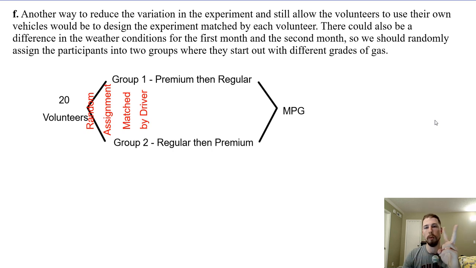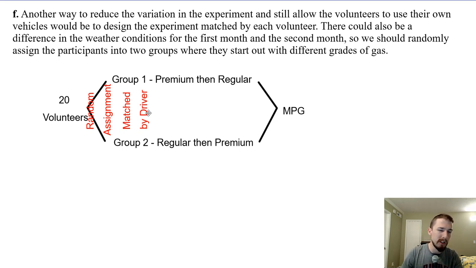And the reason we want to switch them, and not just have everyone do regular first and then premium next, is, let's say that the weather changes. For regular, it's really hot, and then we get closer to the winter or a cold front comes in whenever they test the premium, and everyone's getting better fuel economy because of the weather. So that would be a lurking variable, or confounding actually, because of a poor design in the experiment. We wouldn't be able to isolate and make sure that it was the premium that was increasing the miles per gallon and not some other outside factor like the weather.